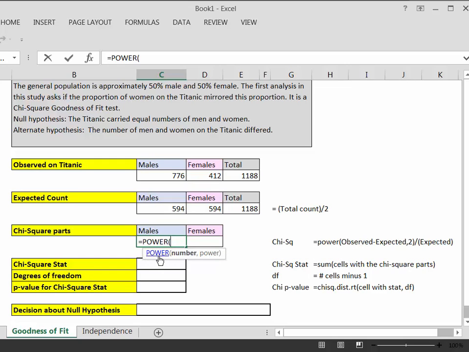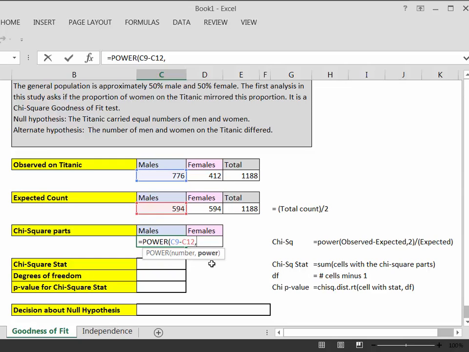And it says, okay, I've done power. The first thing I need to do is put in the number. Well, I'm going to do it by clicking first on the observed, and then a minus sign, and then the expected. So my number is observed minus expected. When I put in a comma, that lets the function know that I'm ready to go on to the second part. I need to tell it what power to raise this to.